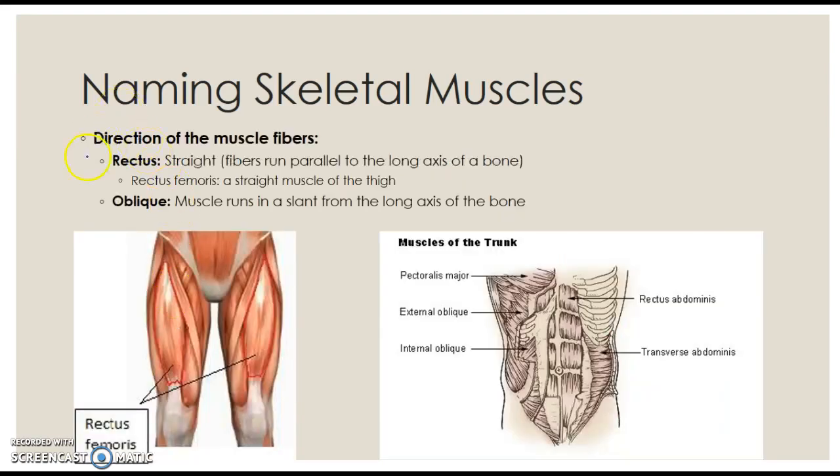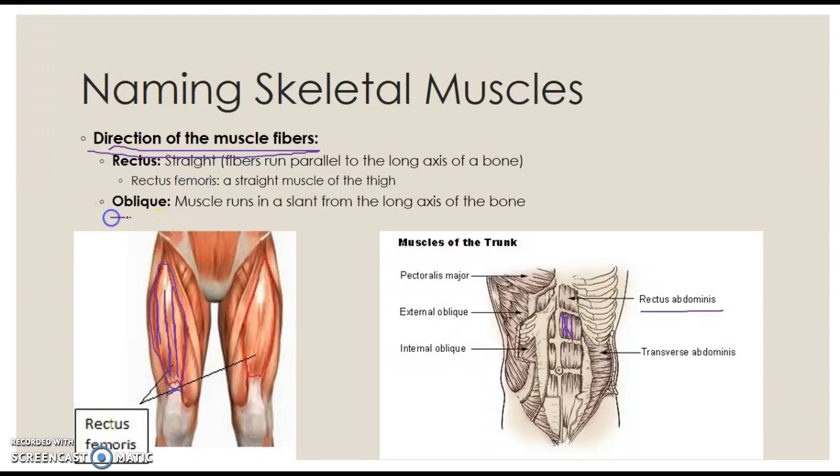So the first one is the direction of the muscle fibers. If you look here, this muscle is one of your quadriceps, and it's called the rectus femoris. The reason it's called rectus is because the muscle fibers are running straight up and down. Okay, we also have the rectus abdominis, part of your abdominals. Same thing, the fibers are running up and down.